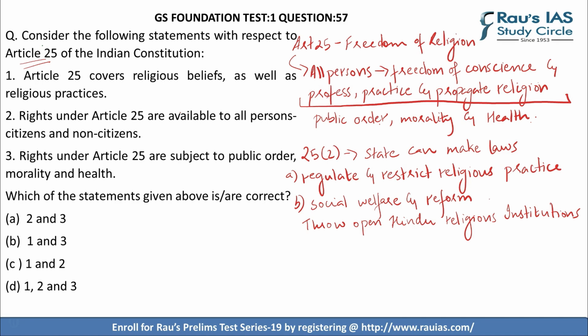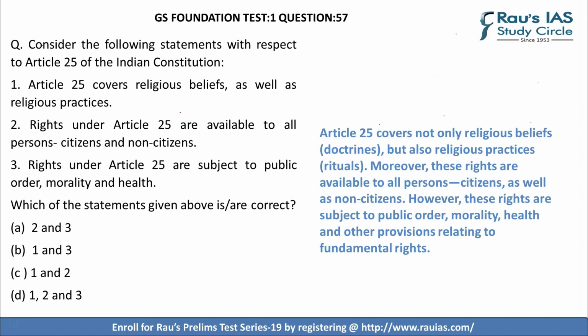Now coming back to the question, the first statement reads, Article 25 covers religious beliefs as well as religious practices. This statement is correct. Second, rights under Article 25 are available to all persons, citizen and non-citizen. This is also correct because we have seen the wording of Article 25 is all persons. It doesn't mention citizen. Thirdly, rights under Article 25 are subject to public order, morality, and health. This is also correct. Therefore, the correct answer to this question would be D, 1, 2, and 3. You can have a look at the explanation as well.